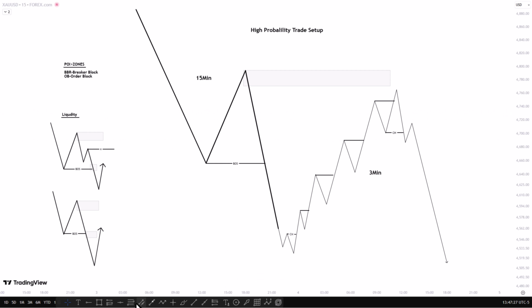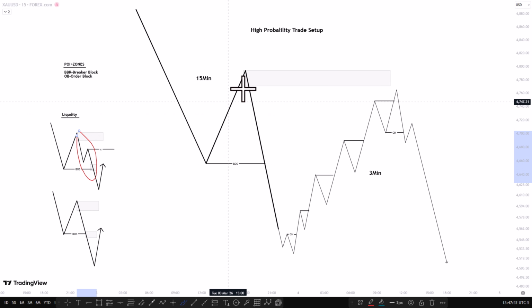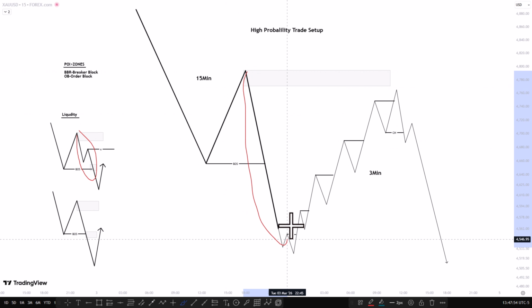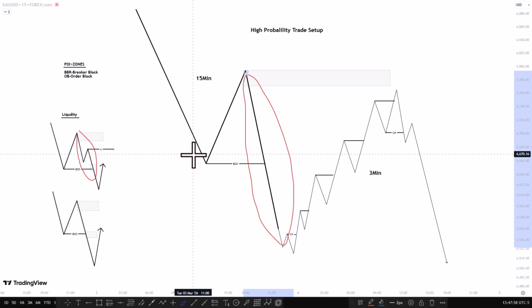Now, consider this small diagram as this diagram on the right, this big diagram. So we have a break of structure, we also have a break of structure. As soon as you have a break of structure, you have to consider the price leg on the left. And in this case, this is the price leg on the left, and this is also the price leg on the left.